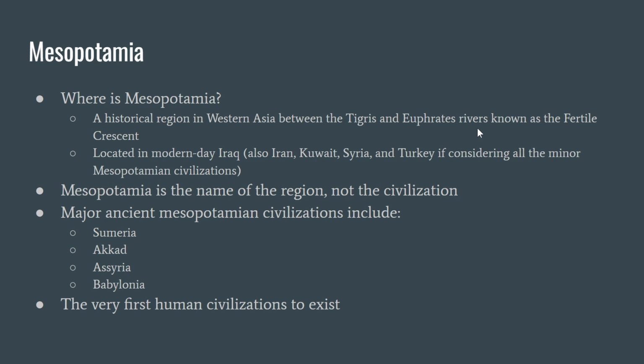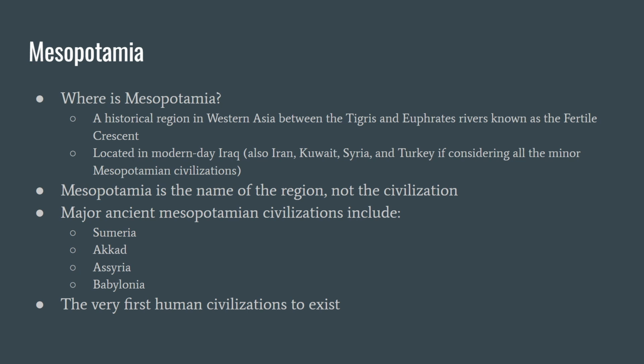The Tigris and Euphrates rivers are located in Western Asia. And this area between the rivers is known as the Fertile Crescent. It is in the shape of a crescent, and it's very fertile. Fertile meaning you get a lot of fertile soil. You can grow crops there really easily. The soil is rich in nutrients, hence the first civilizations happening in the Fertile Crescent.